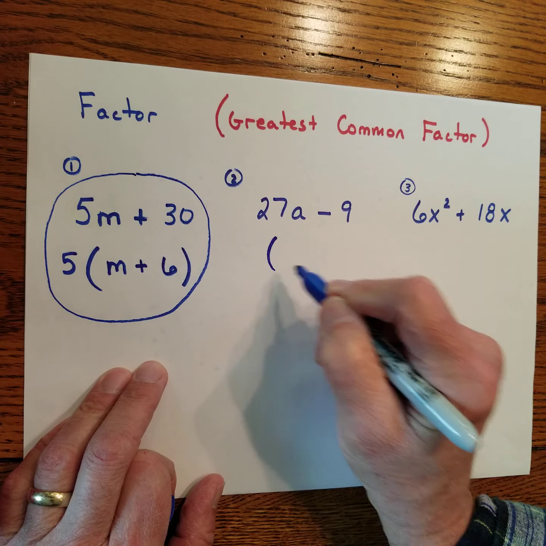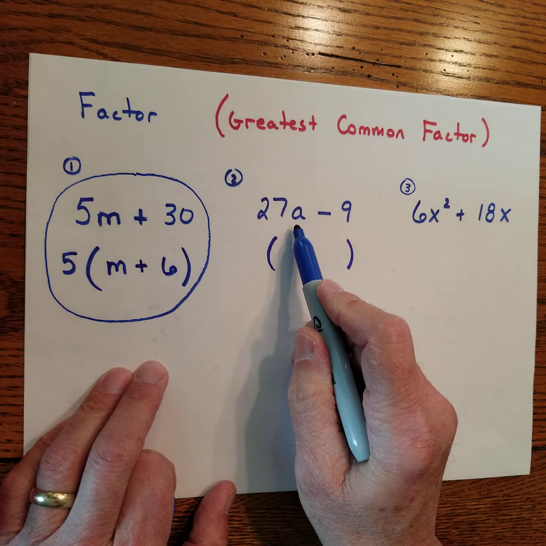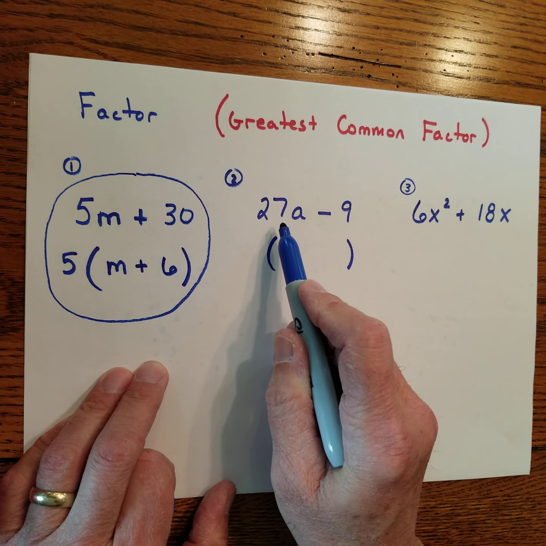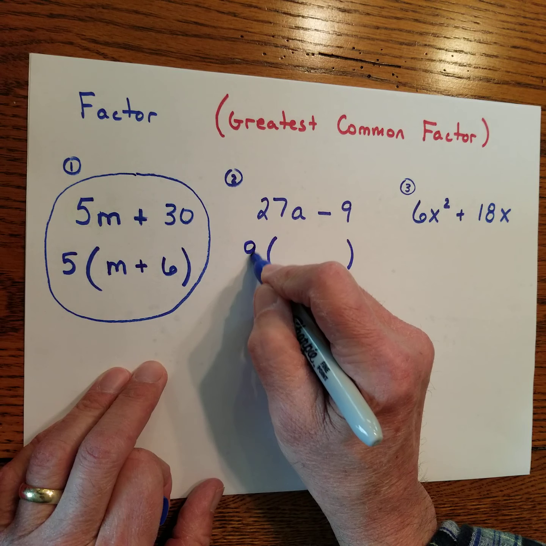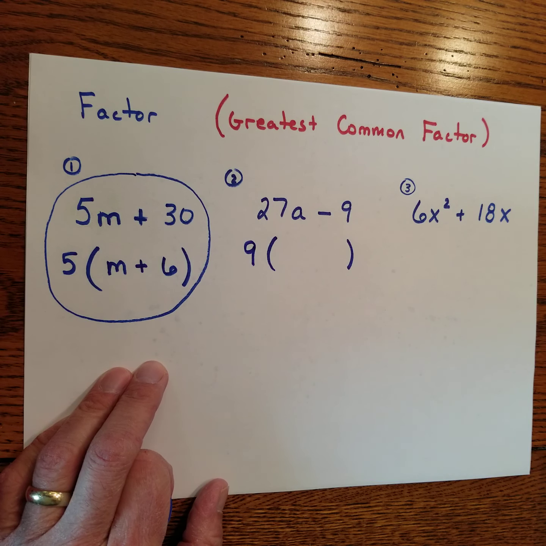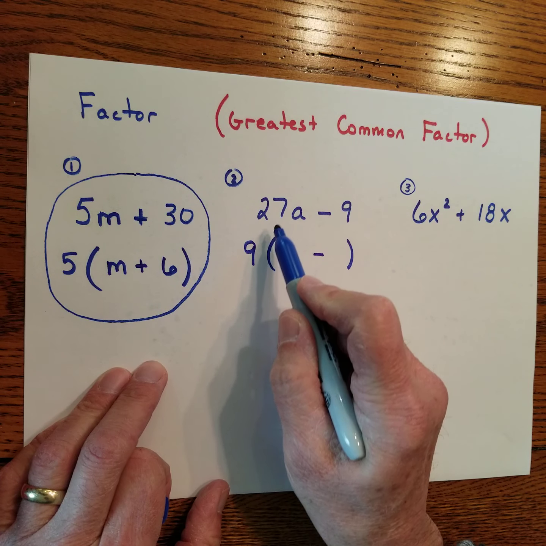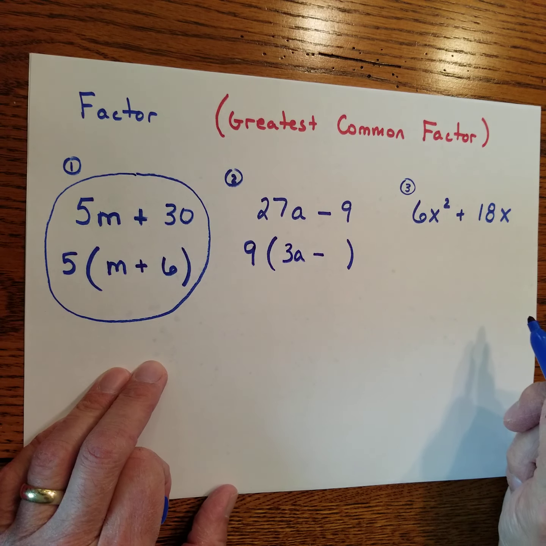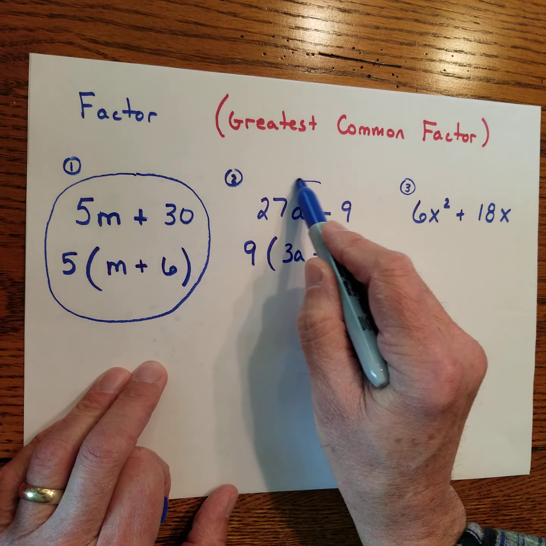Let's try it again. Is there a common factor that I can divide out of both 27a and 9? Well, I noticed that 27 is divisible by 9, and 9 is divisible by 9. I can factor out the common factor of 9. When I do that, 27 divided by 9 is 3. This will be 3a. 9 divided by 9 is 1. Perfect.